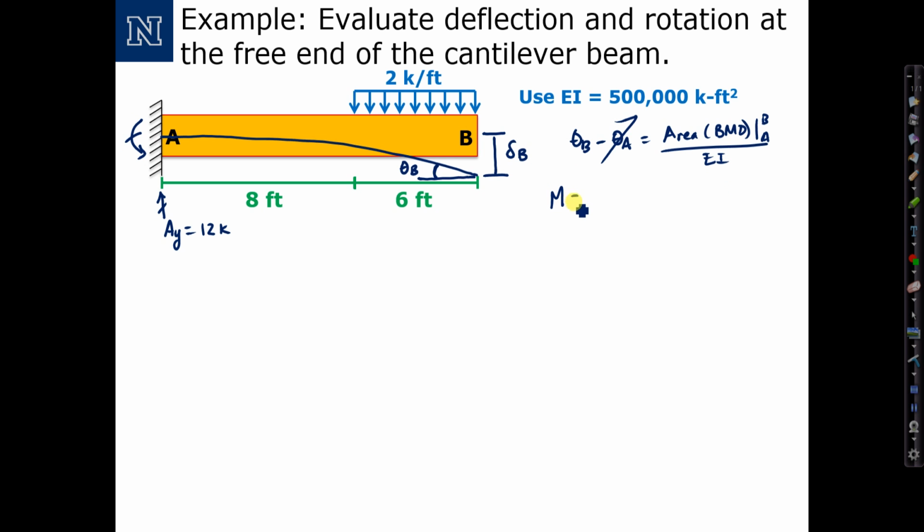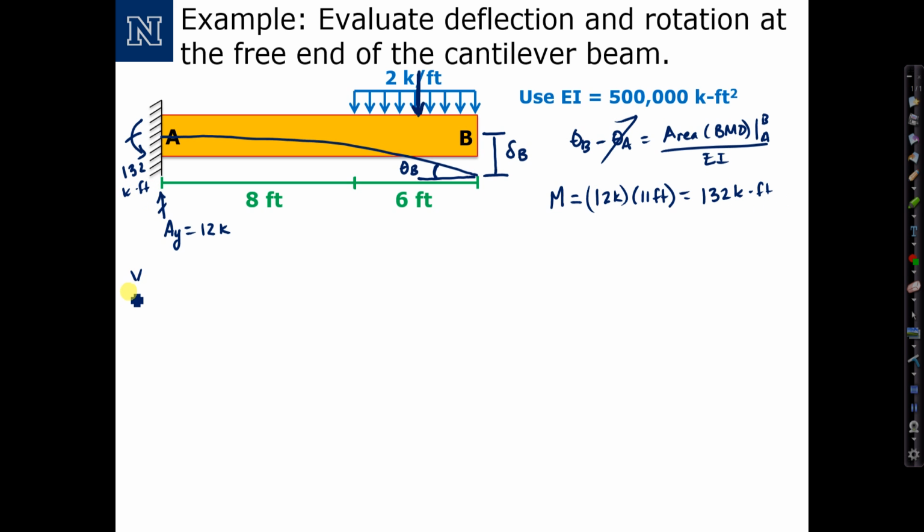That reaction has a value of the total distributed force times the distance to the point of action of the distributed load. The distributed load has a total force of 12 kips, and the point of action halfway between there is 8 plus 3, 11 feet, and that equals 132 kip feet. So that's our moment at the left end, 132 kip feet.